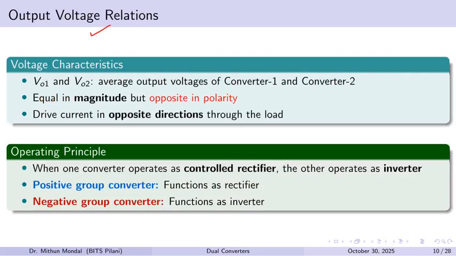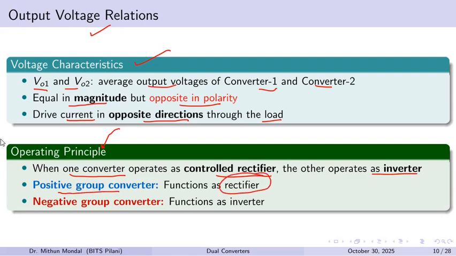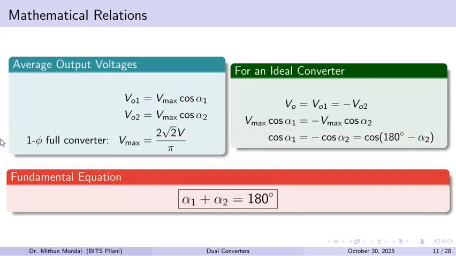If we talk about the output voltage, the average output voltage of converter 1 and converter 2 are equal in magnitude but opposite in polarity. So they will drive the current in opposite directions through the load. So if we go by the operating principle, when one of the converters operates as a controlled rectifier, the other will operate as an inverter. So the positive group converter will function in rectification mode, and the negative group converter will function in inversion mode.